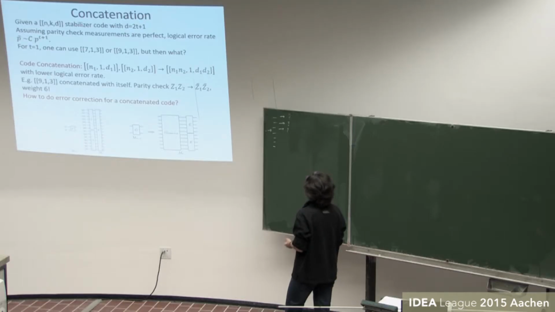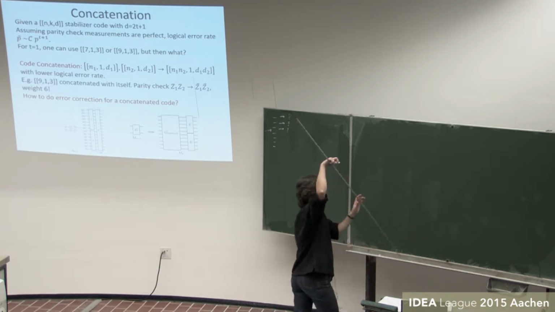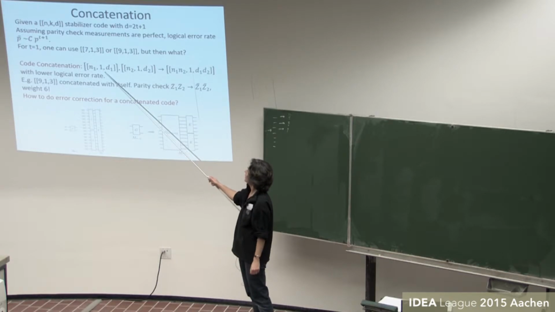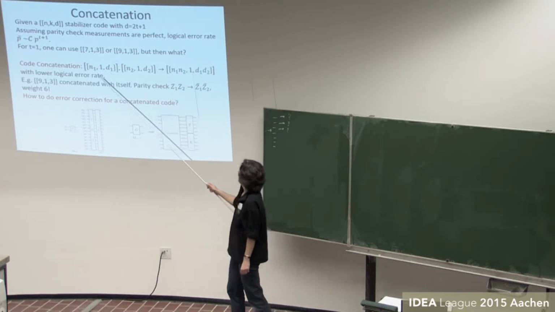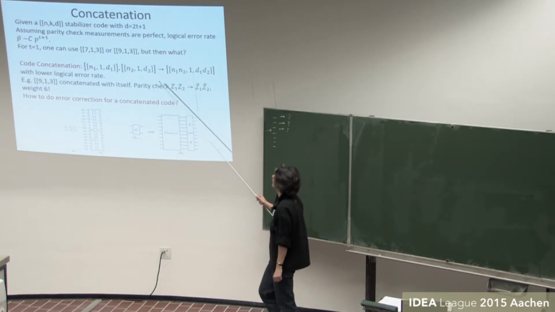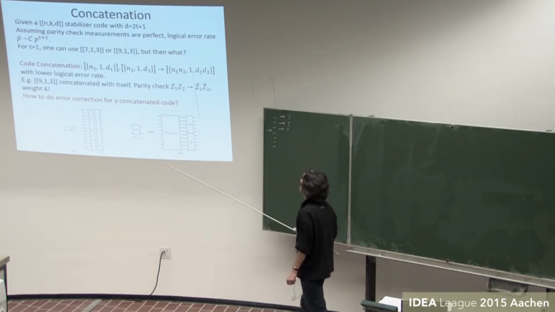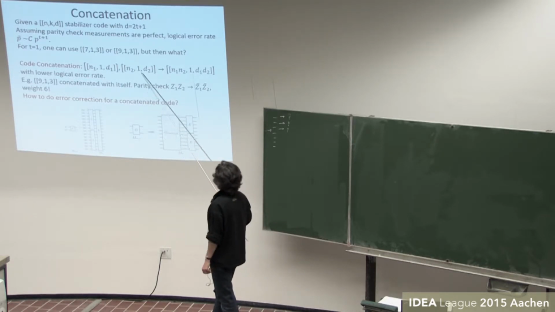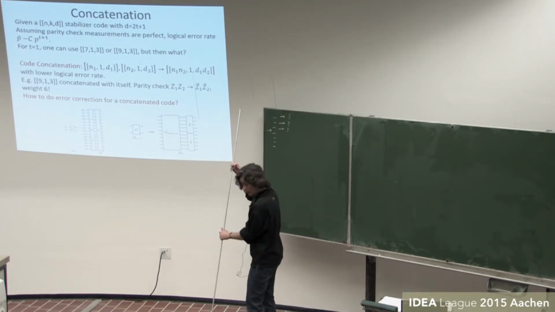Okay, so if I have two codes, both encoding 1 qubit, with distance d1 and distance d2, then in total in the new code I'll have n1 times n2 qubits, where n1 and n2 were the number of qubits of my original codes. And my distance gets multiplied. Right? Why is this the case?